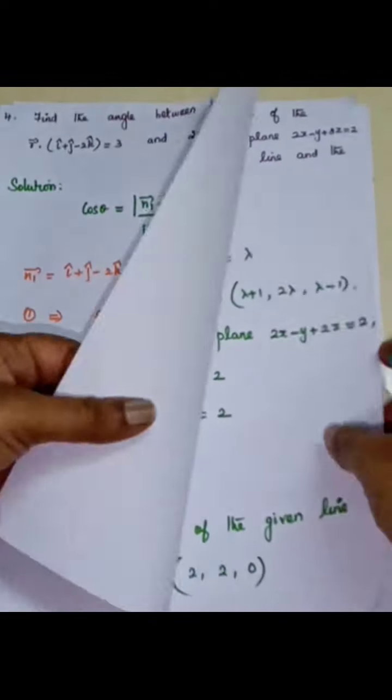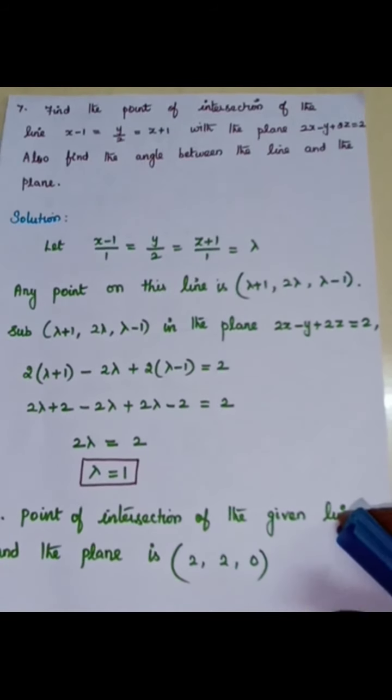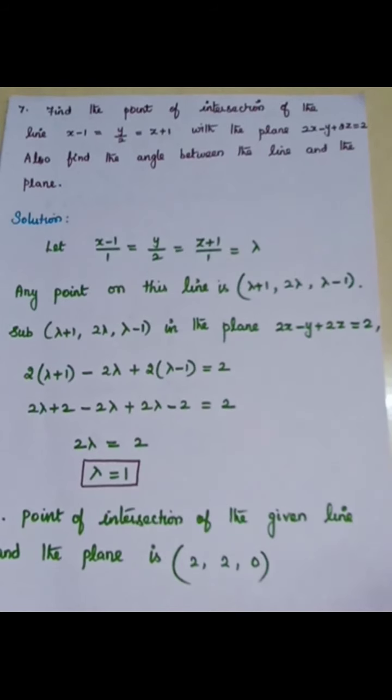Okay, so we will come to the 7th problem. Find the point of intersection of the line with the plane. Also find the angle between the line and the plane. So one line and one plane is given. First we have to find the point of intersection. Then you have to find the angle.